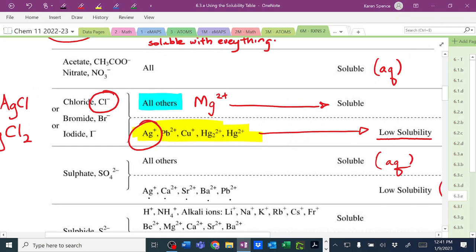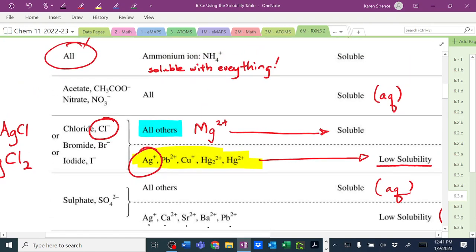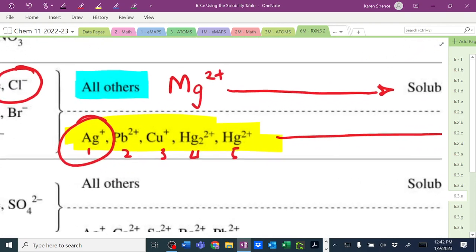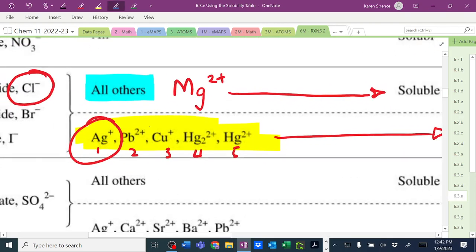Now, it starts to get more interesting when we get down into the chlorides. How many things are low solubility with chlorides? 5. 1, 2, 3, 4. 5 things are low solubility. One thing I want you to take close note of, copper plus. Not copper 2 plus, just copper plus.